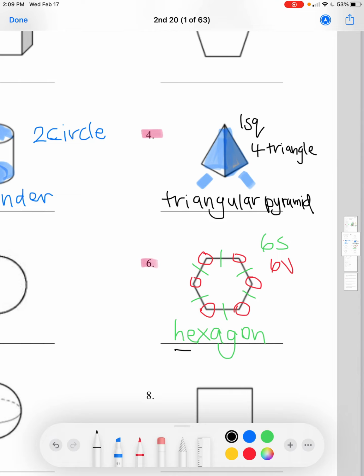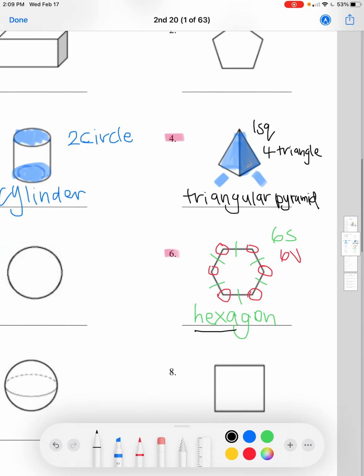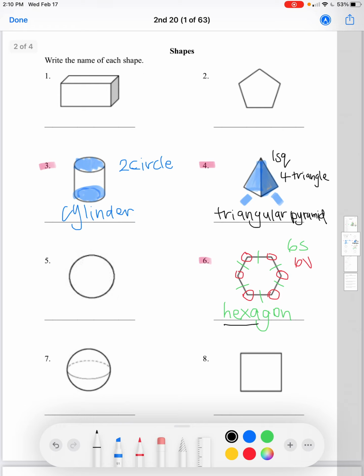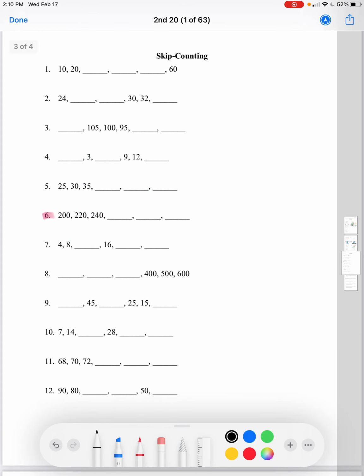And in the word hexagon, the part hexa means 6. So that's a good way to remember that a hexagon has 6 sides and 6 vertices.